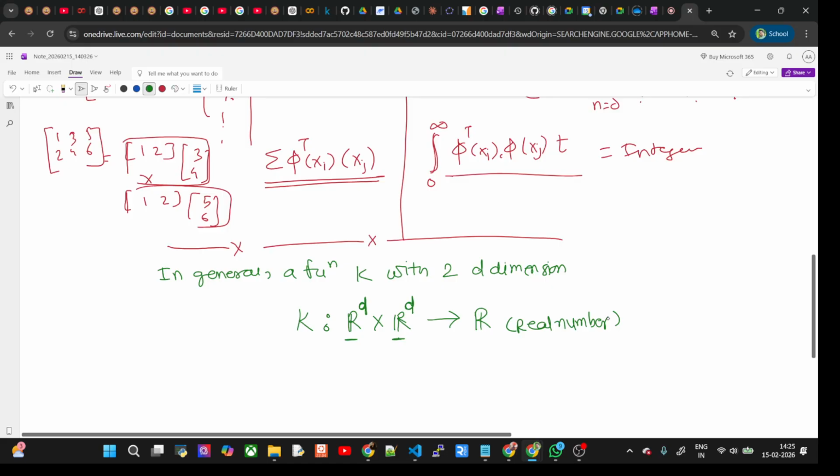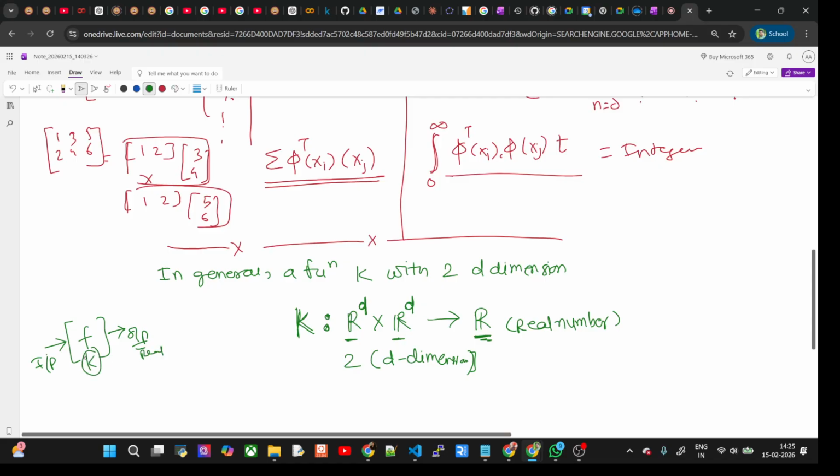So what it is saying: how can we say that a kernel function which has two d-dimensional vectors, or 2D-dimensional data, and maps to some real number, is a valid kernel? Because you saw that in the exponential you are giving some input to the function and getting some output, which is a real number.